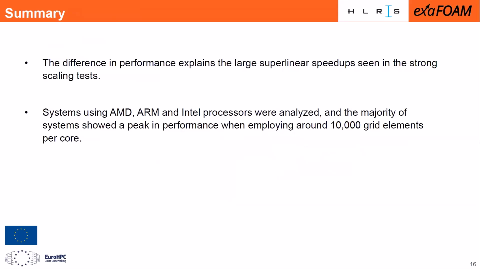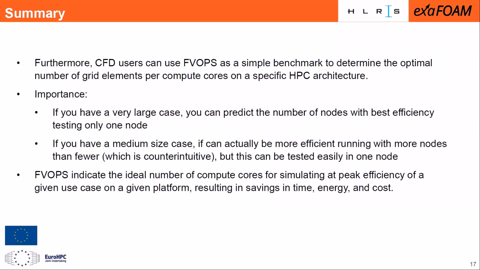Then the summary is that the difference in performance explains these large superlinear speedups that we have seen in the strong scaling tests. And we have analyzed these systems, which use AMD, ARM, and Intel processors. And for the majority of the systems, the peak performance is when we employ around 10,000 grid elements per core. Furthermore, as CFD users, we can use this FLOPS metric as a simple benchmark to determine the optimal number of grid elements per compute core on any specific HPC architecture, and also for your specific test cases.